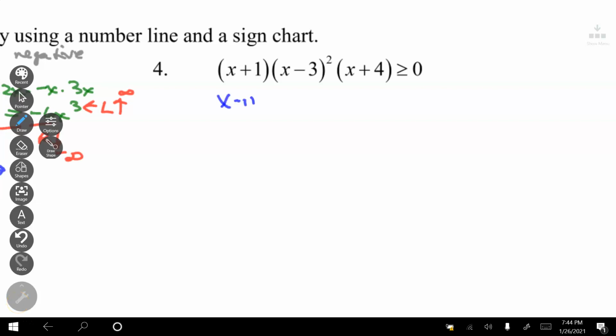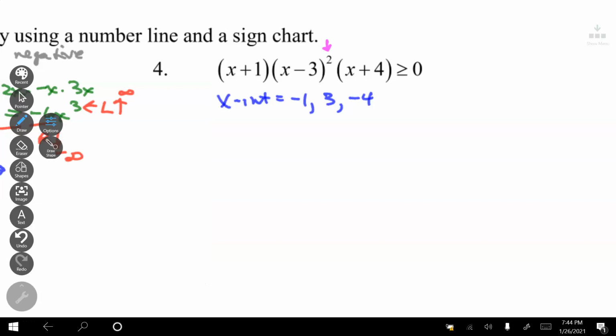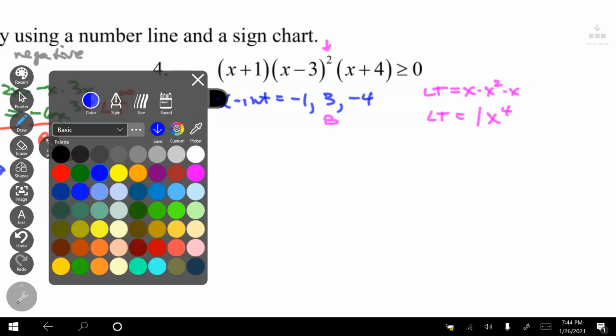I'm going to note those. They're negative 1. They're positive 3. They're negative 4. But again, this positive 3 is special. It's a bounce. And when I want to do my leading term, the first one is x, the second one is x squared, and the last one is x, and I got my leading term is equal to x to the fourth, or better yet, 1x to the fourth. So now I can make my number line.